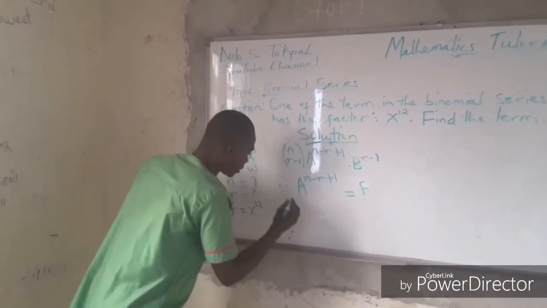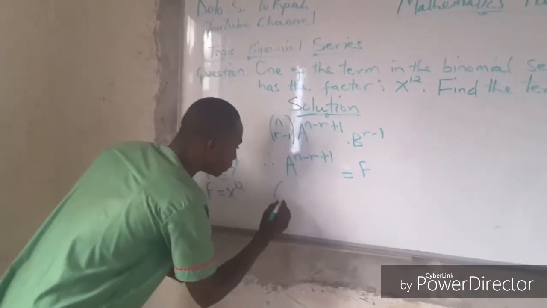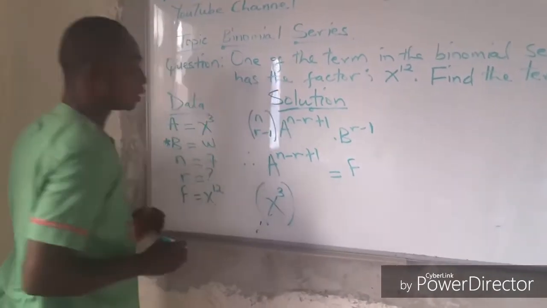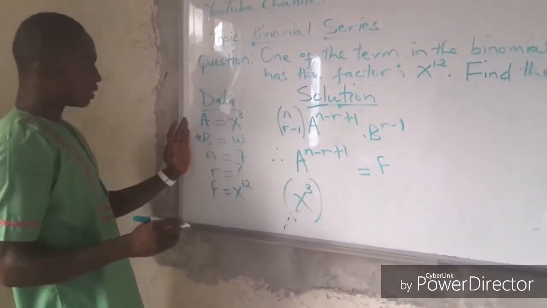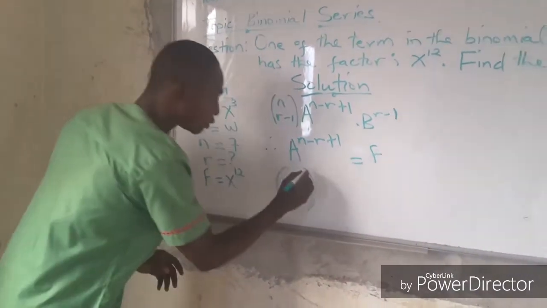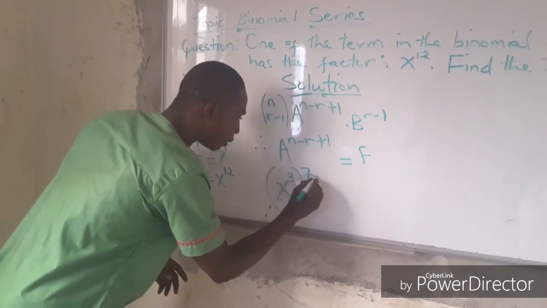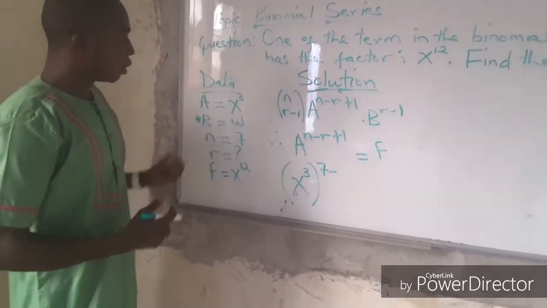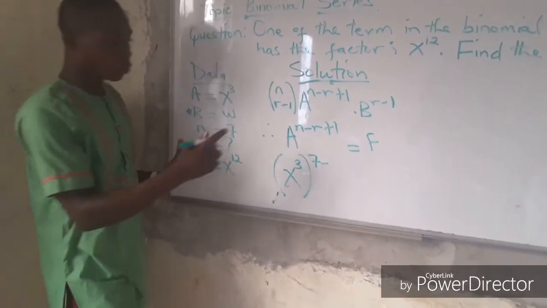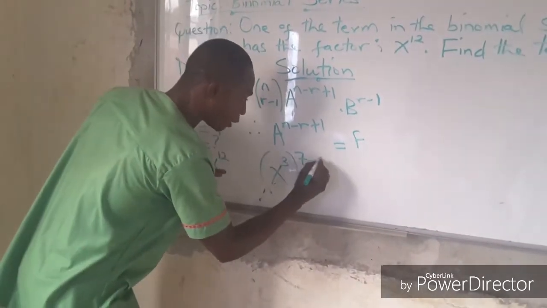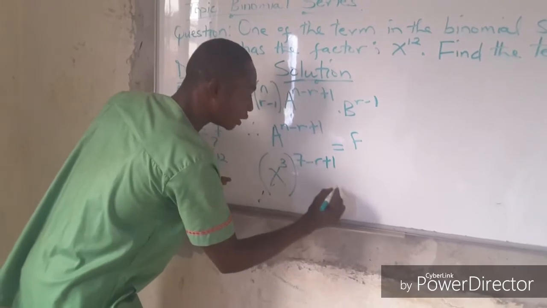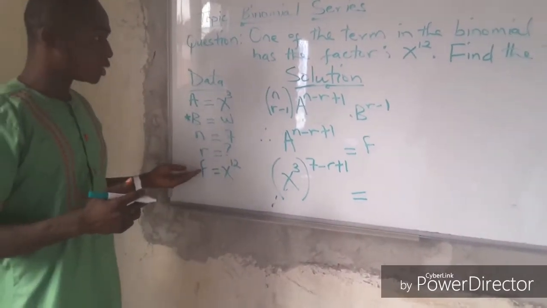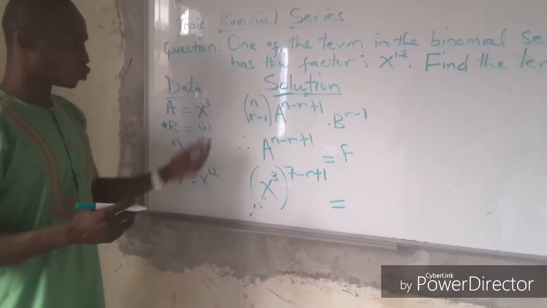What do I mean? Here is a, we say parenthesis open, the values of a is x cubed, it closes. And n here from the data we got n is equal to 7, so we say 7 minus, we don't know the values of r, so based on that, we just come and get the same r because we are solving for the term being asked for, r plus 1. You see, then we say it's equal to our factor according to our data in the problem, which is x to the 12th power.